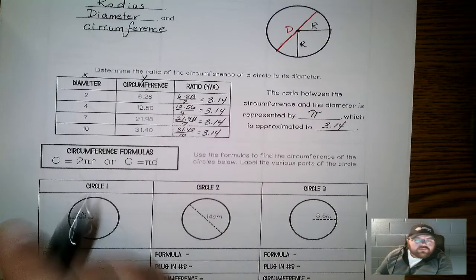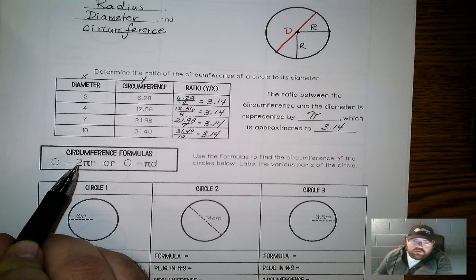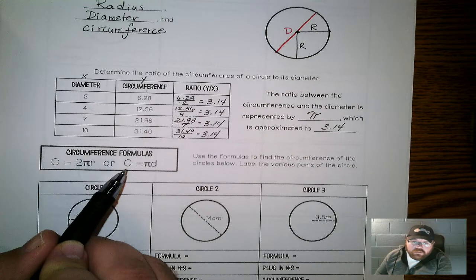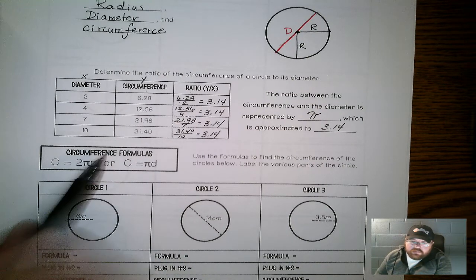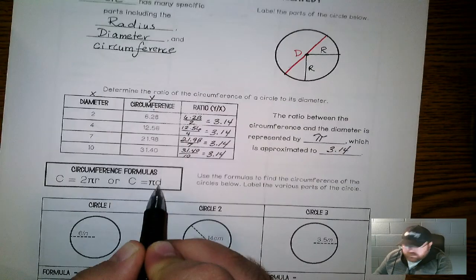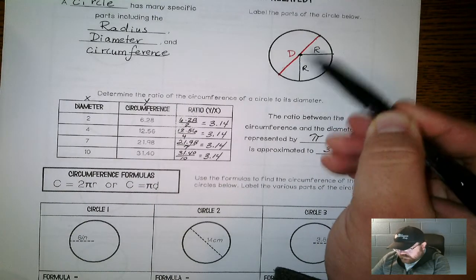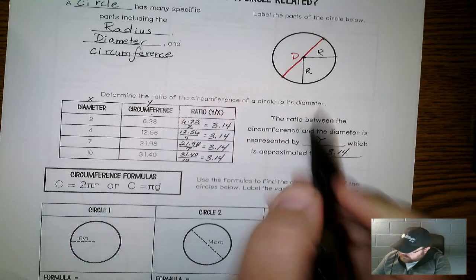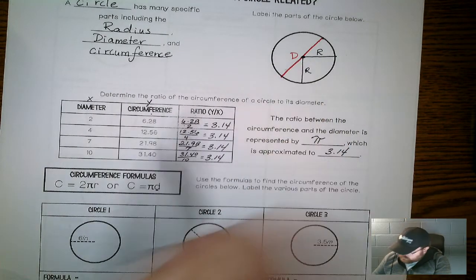Now, you have two formulas here. You have circumference is equal to 2 pi r, or circumference is equal to pi times d. Notice both of these are dealing with the circumference. D would stand for the diameter, so if you're given the whole length, you could use this formula. If you were just given the radius, you would use this formula.